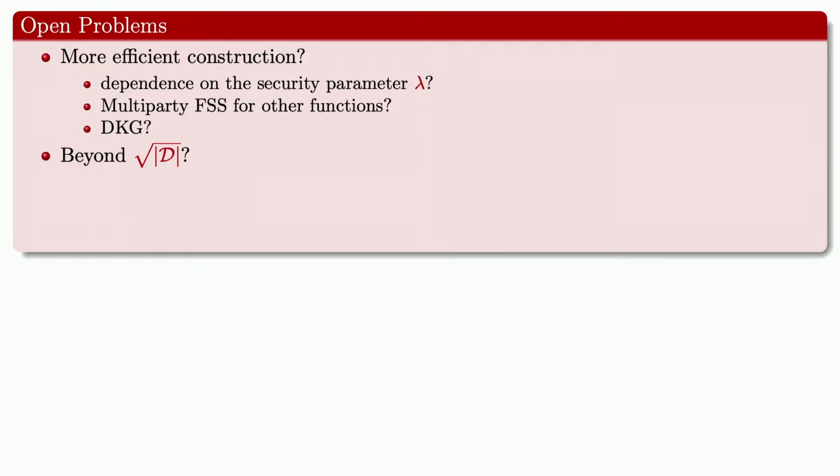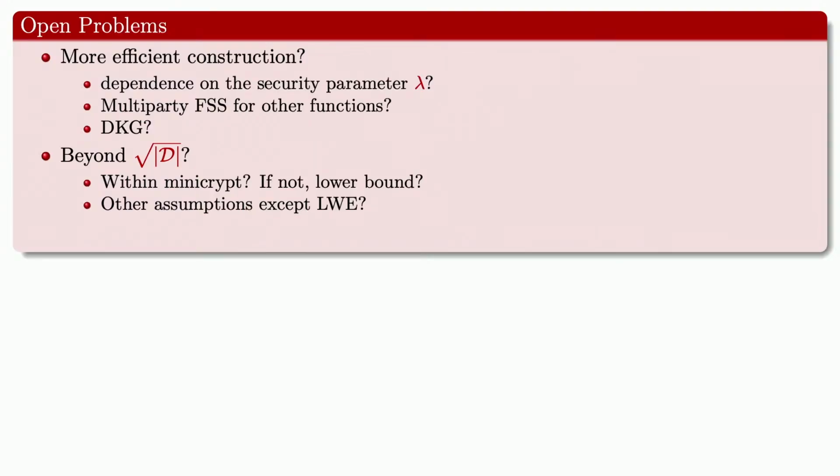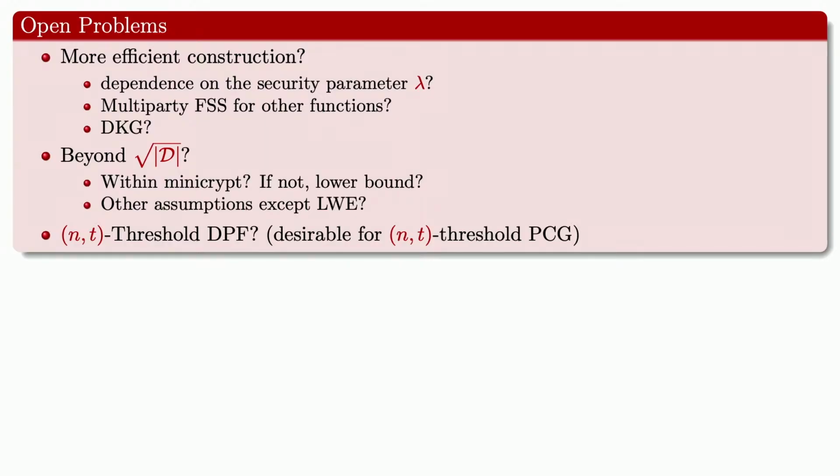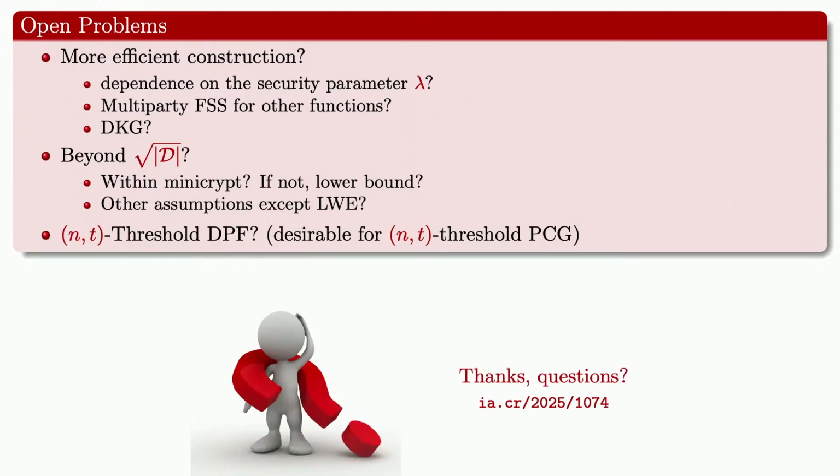You can first ask this question in Minicrypt, and I guess a lot of people have also tried this. If we cannot prove it, maybe you can prove a lower bound for it. You can also ask this outside Minicrypt, and basically anything beyond LWE is open. Finally, I have only been talking about the full threshold case. We would also like a threshold version of DPF, which in particular would imply a threshold pseudo-correlation generator. That's also a very fascinating but maybe challenging question. And with that, I will end my talk here.